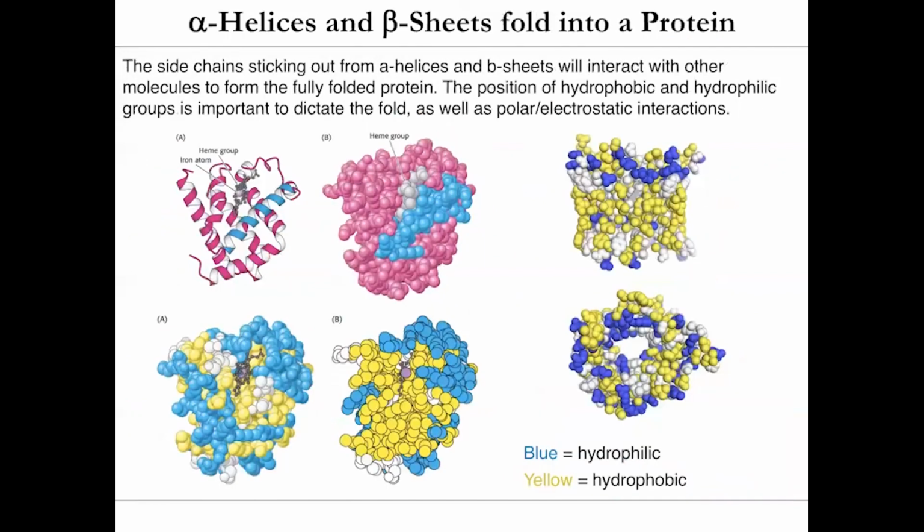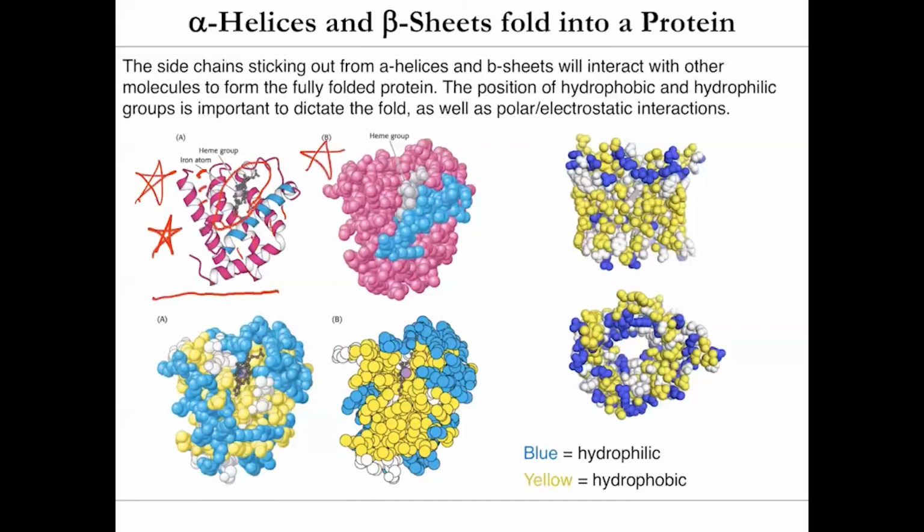In these alpha helices and beta sheets on the protein, the side chains are going to be sticking out from either side of those. Those side chains will then interact with other molecules and other side chains or backbone molecules to form the fully folded protein. Right here we have the molecule myoglobin. You can see it's made out of basically alpha helices for the most part, but then these alpha helices fold into a specific structure. You can depict that in this way, where you just show the alpha helices. There's also a heme molecule here, which actually carries oxygen for this protein.